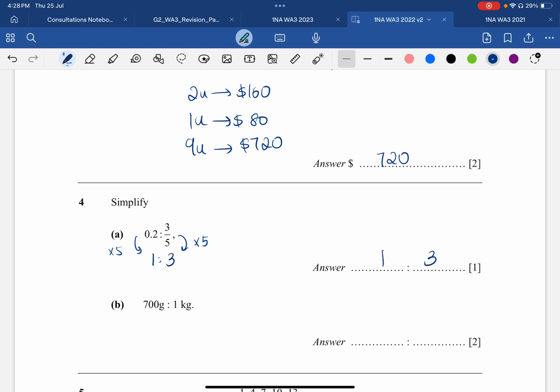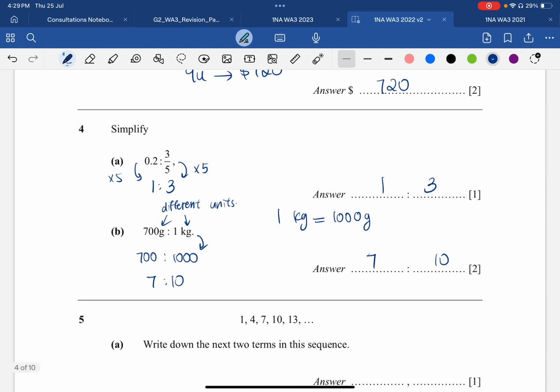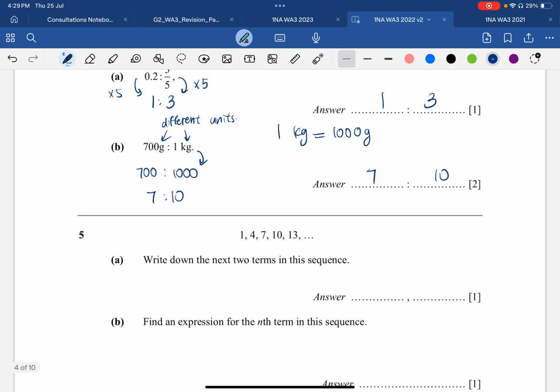For part B, you notice that both of them have different units. Okay, so you will have to convert them to the same units. 1 kilogram is 1000 grams. Okay, so this will be 700 is to 1000, which can then be reduced to 7 is to 10. Okay, that's question 4. Question 5.